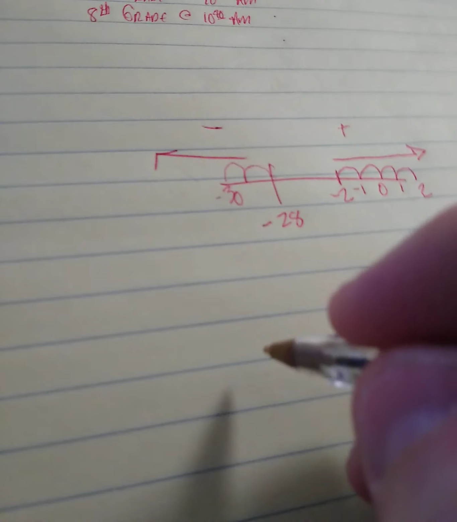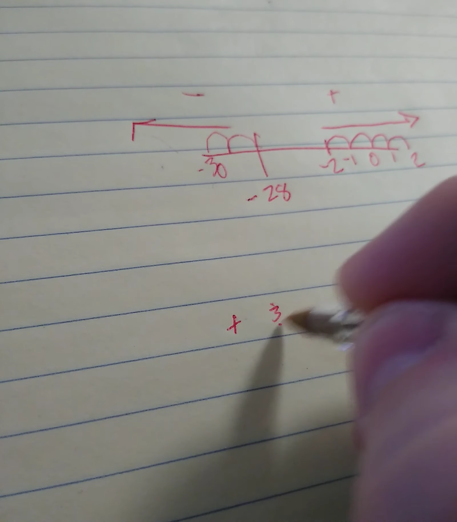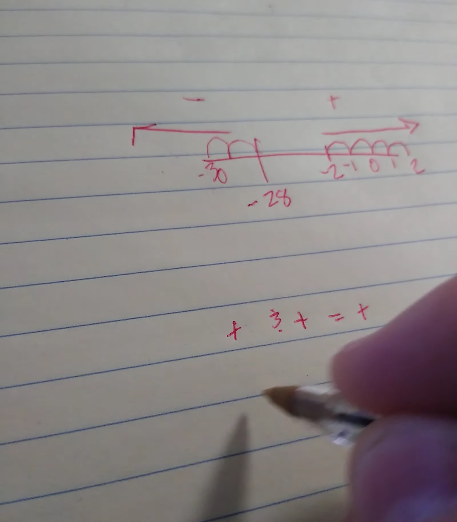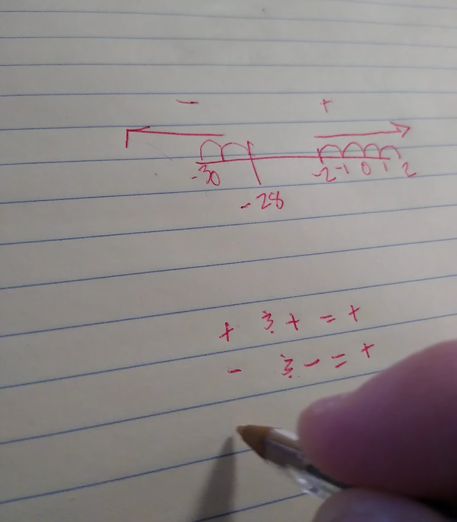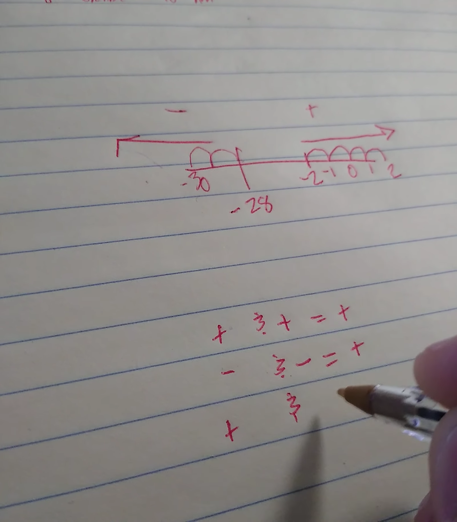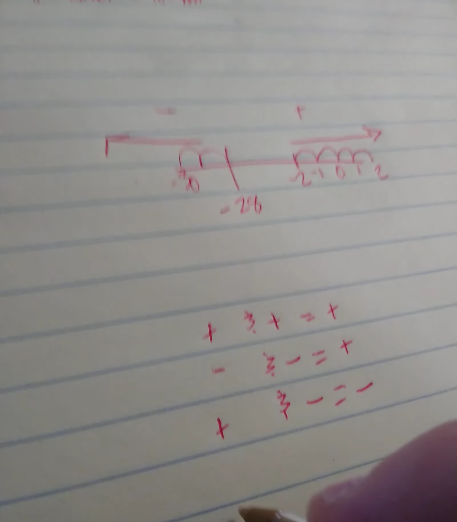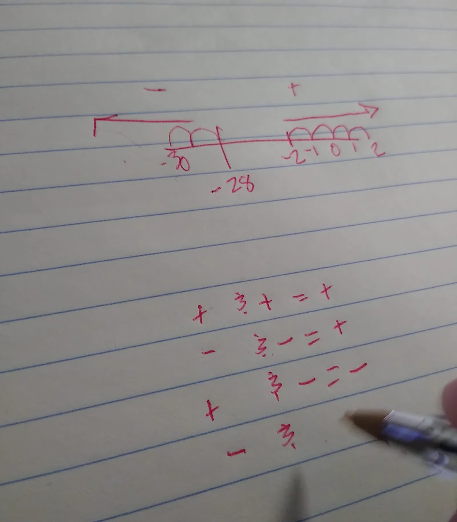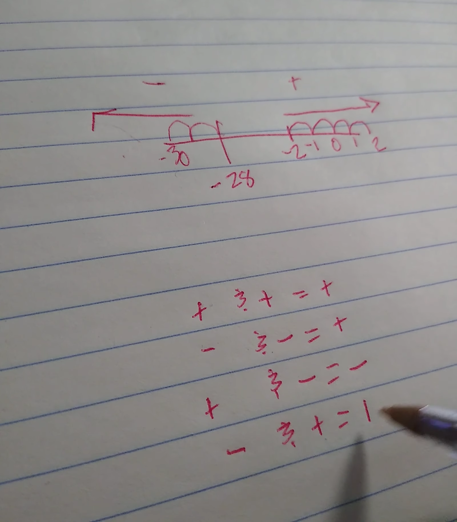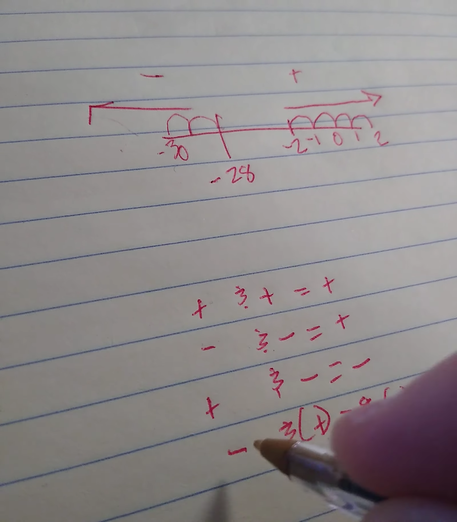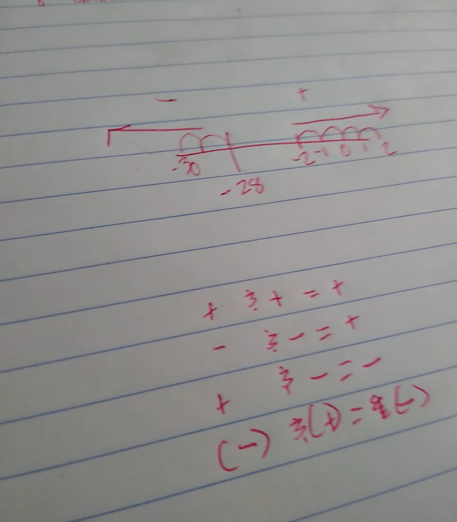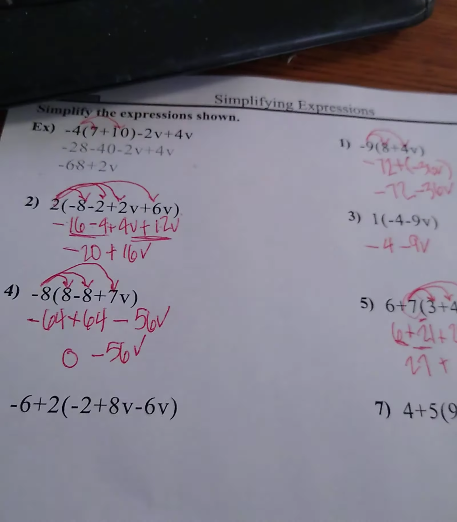So just remember, multiply. Remember your positive and a positive equals positive. Negative and a negative equals positive. Positive and negative equals negative. Negative and a positive equals negative. Okay, so remember that when you do this, you guys got this.